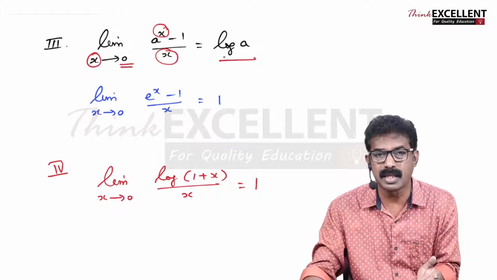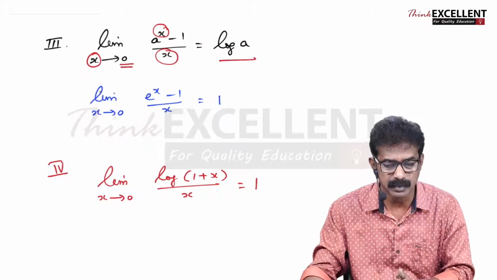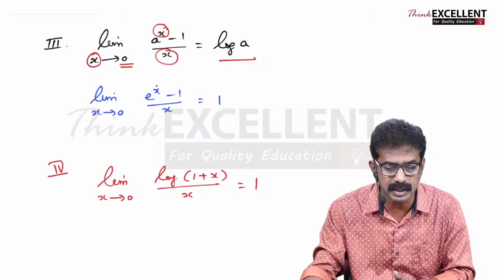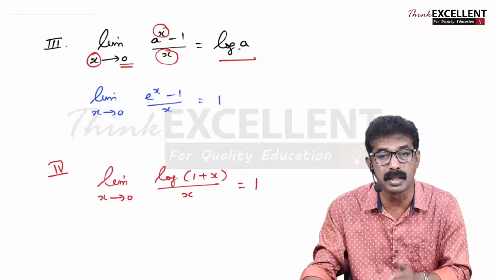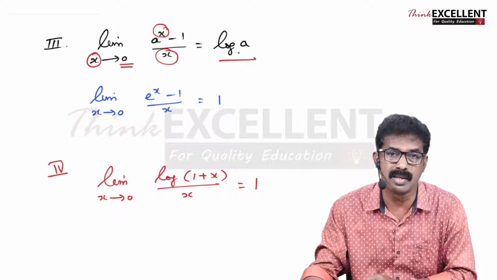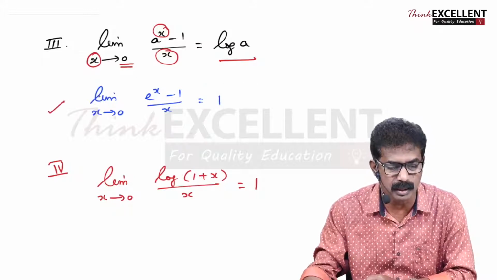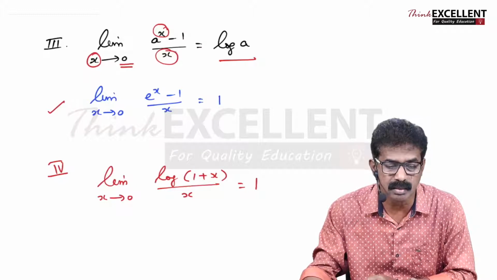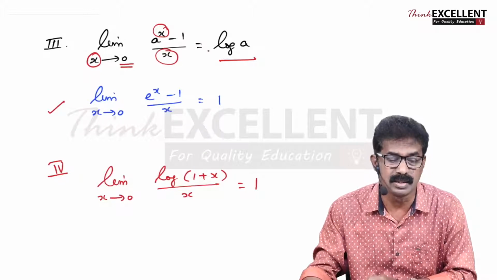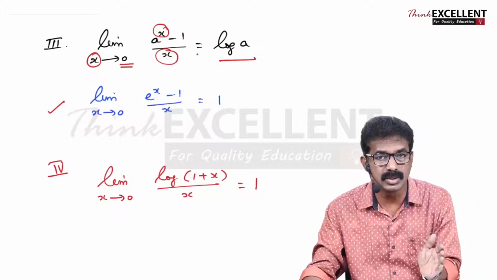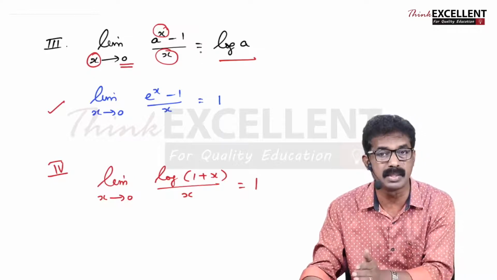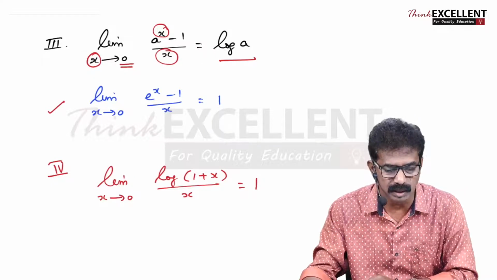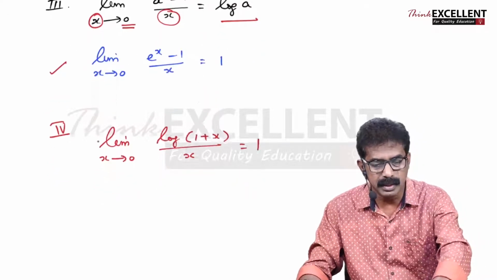Then in this particular case, instead of a, if we have e, limit x tends to 0, e raised to x minus 1 by x, then the answer will be log e. You know the log e value is what? 1. So that is also very important. Limit x tends to 0, e raised to x minus 1 by x is 1. Instead of e, if it is a, the answer is log a. Limit x tends to 0, a raised to x minus 1 by x, answer is log a.